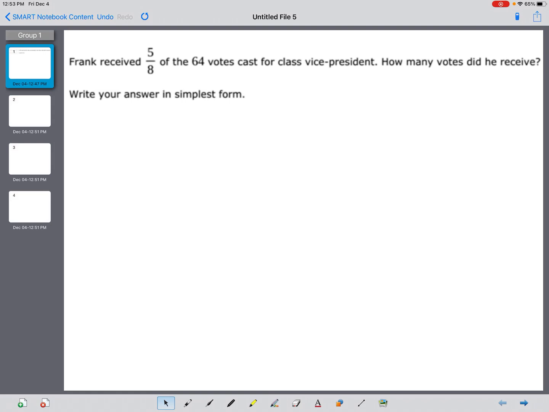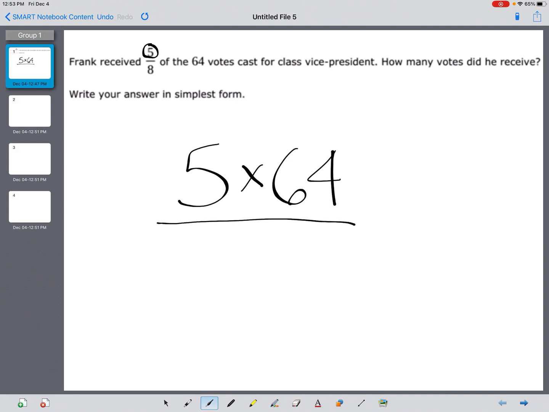So I'm going to demonstrate two ways on how to go about finding this, but ultimately what you should know is that there is multiplication involved and that you can always do it this particular way here. Just take the numerator, multiply it by your whole number, 64, and put all of that over the denominator in the problem, 8. You can do this anytime that a fraction is being multiplied by a whole number.